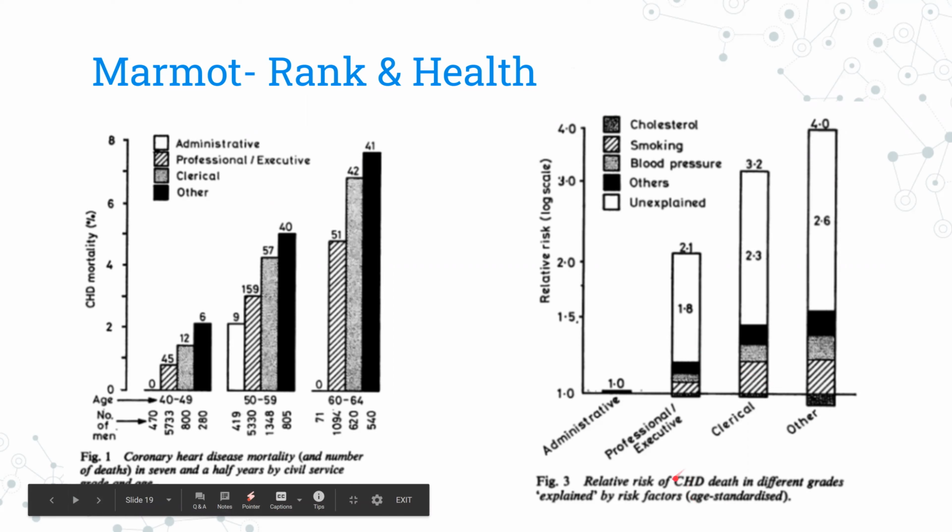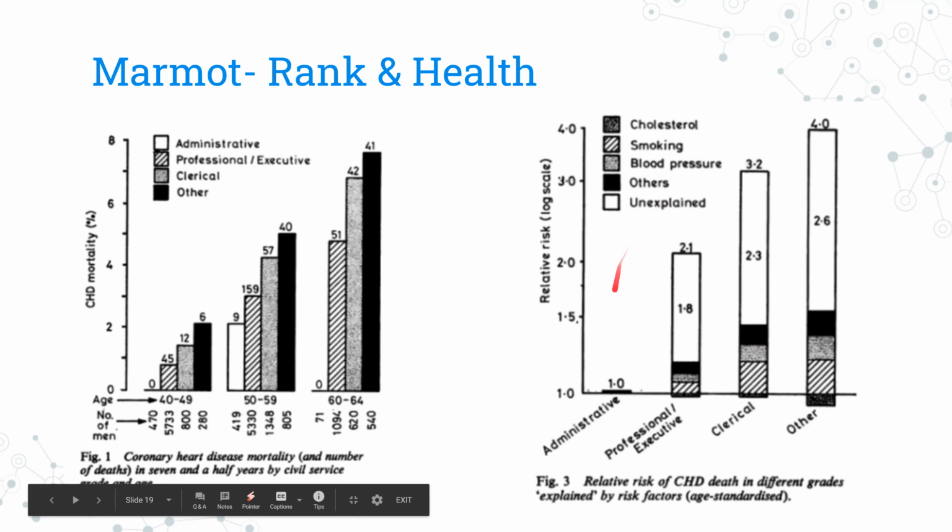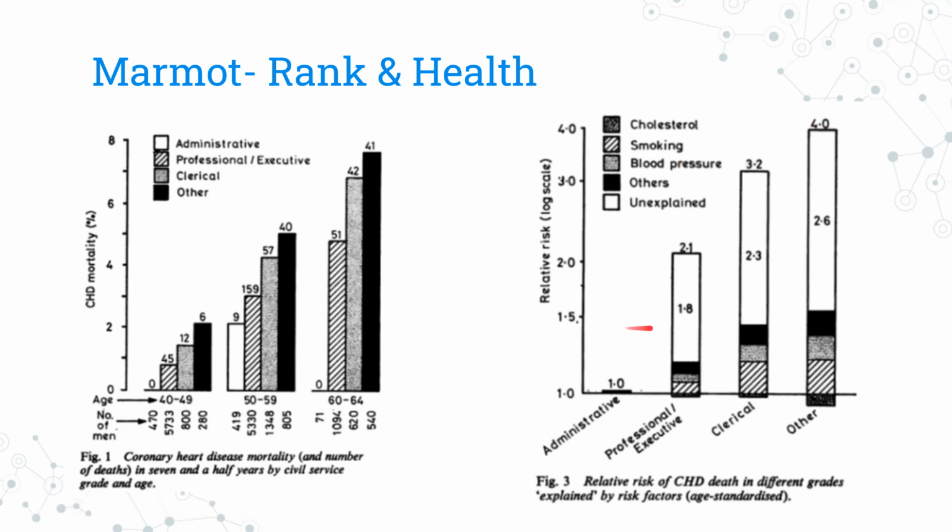The relative risk of coronary heart disease death in different grades is explained by risk factors. So cholesterol, that's this one, smoking a little bit, blood pressure a little bit more, others a little bit more, maybe exercise, family history, genetics. But then look in comparison: it's really the social status, the rank of your occupation, level of control, level of predictability, outlets for frustration, all of that, that has the hugest impact on these health inequities.